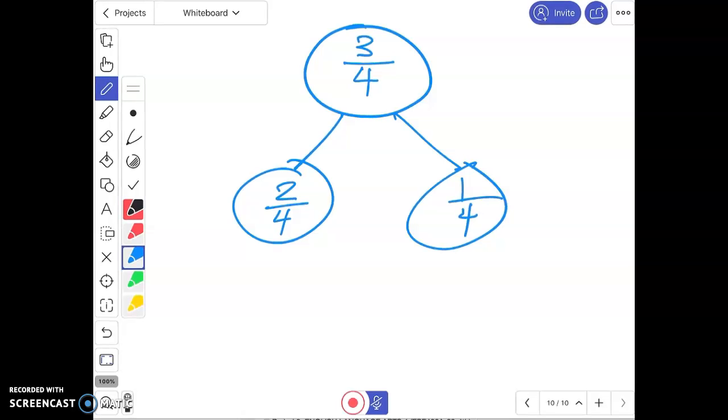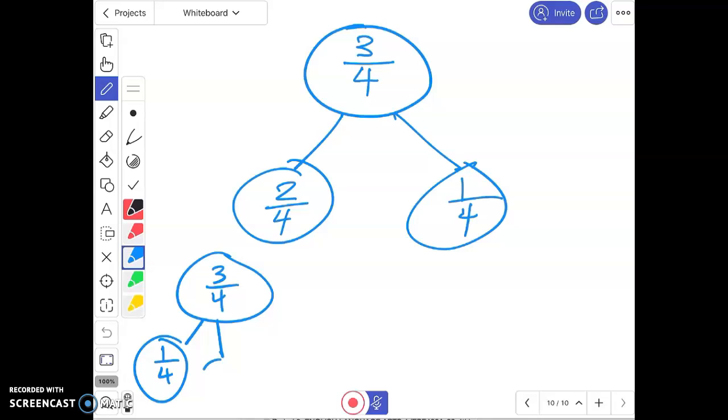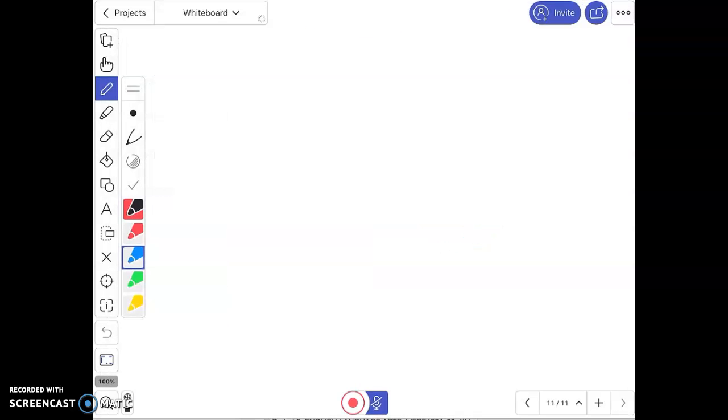instead, 3/4 could be 1/4, 1/4, and 1/4. Those are both ways to decompose 3/4. So we can decompose something in a number of different ways. However many possible combinations there are that equal that original fraction is a way to decompose that fraction.